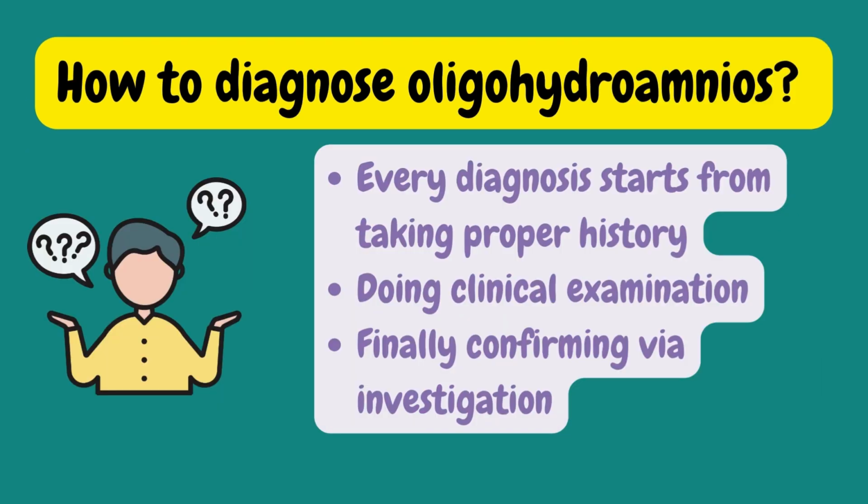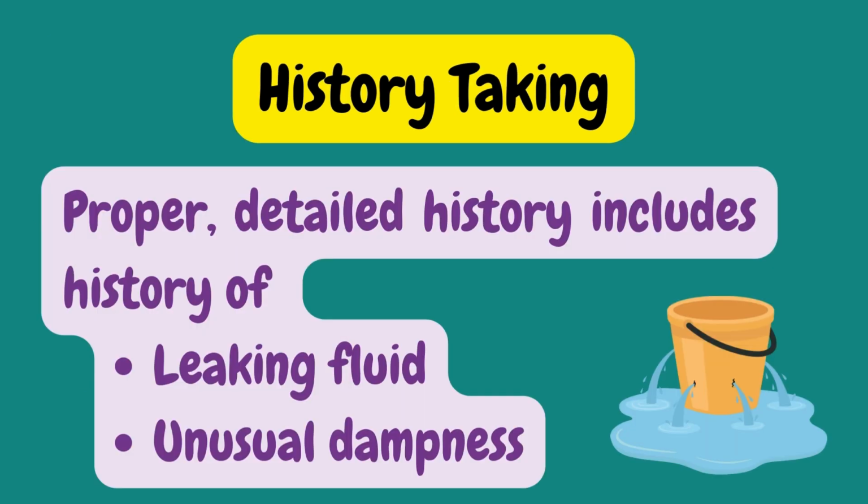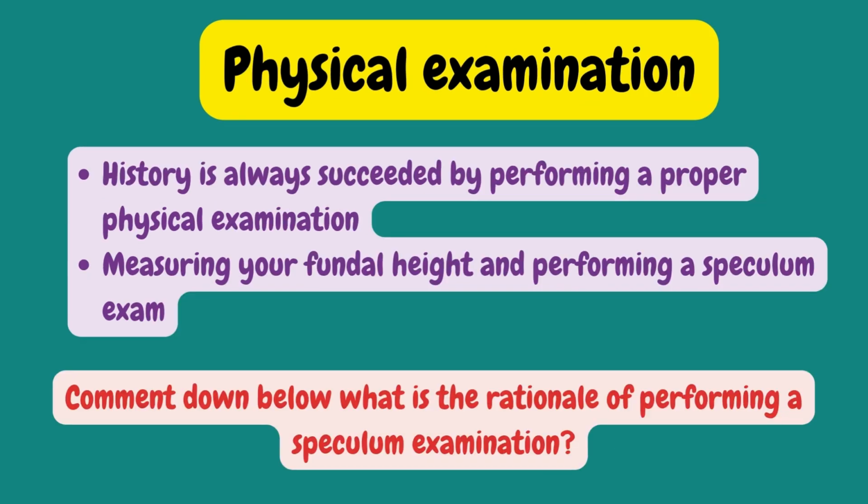How to diagnose oligohydramnios. As usual, every diagnosis starts from taking proper history, doing clinical examination, and finally confirming via investigation. If oligohydramnios is suspected, taking a proper, detailed history regarding leaking fluid or unusual dampness is the first important step. History is always succeeded by performing a proper physical examination, measuring fundal height and performing a speculum exam.